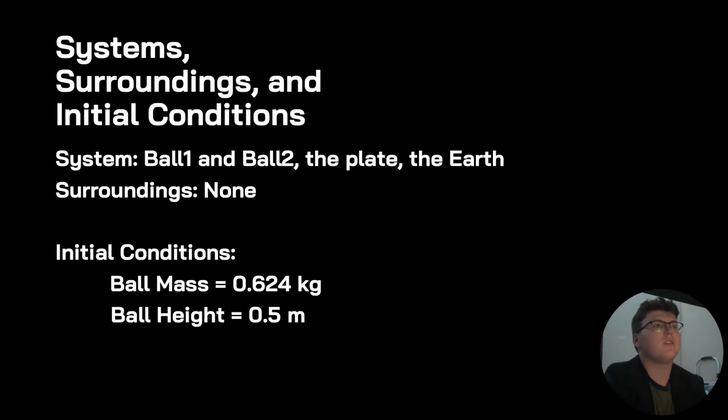So first of all, though, the systems and surroundings. The system was ball 1, ball 2, the plate, and the Earth. That's everything. The plate's the thing it's bouncing on. And then the surroundings is nothing, because everything's in the system. And then the initial conditions, the ball mass is 0.624 kilograms. That's the mass of a basketball. And then the ball height is 0.5 meters. And then we'll talk about one other thing that's not necessarily an initial condition, but it's something that matters.